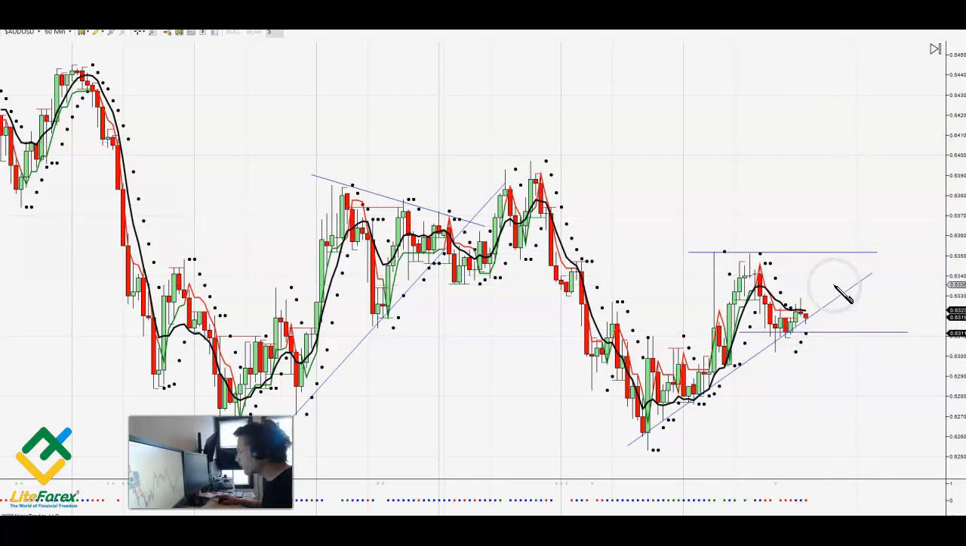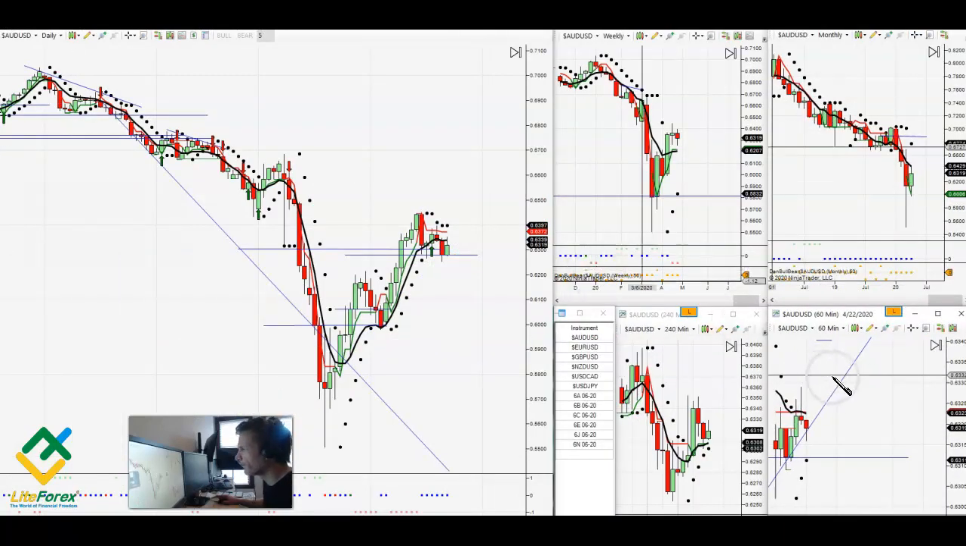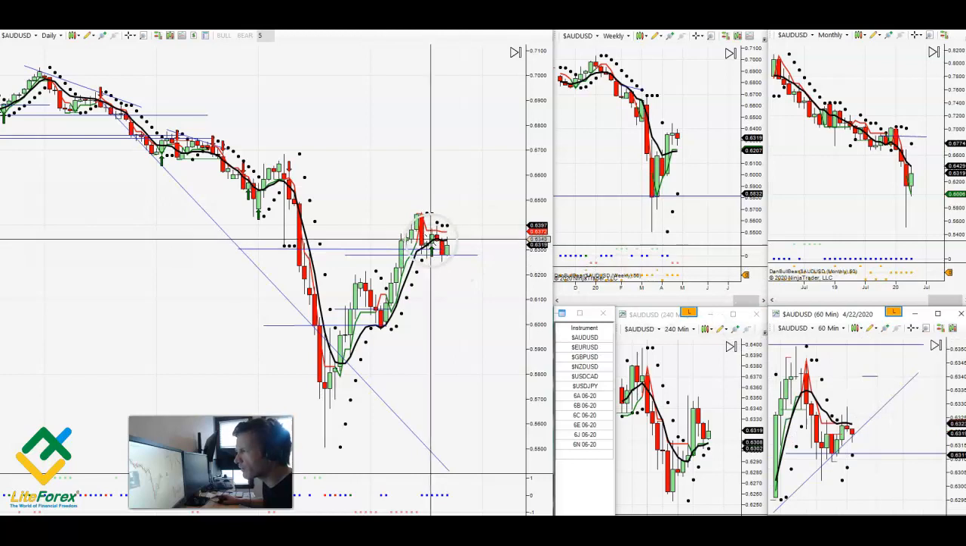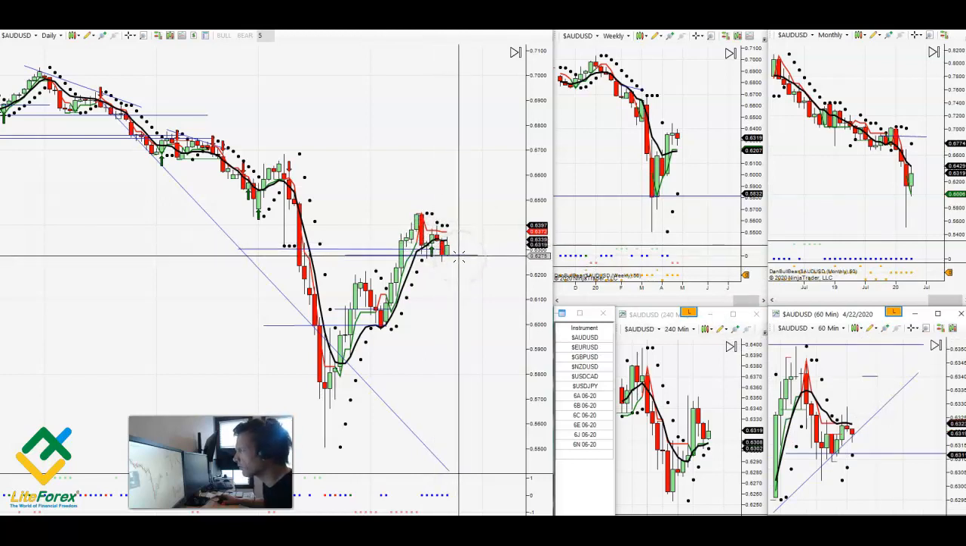So I want to see this break above, say, 63.40, and then of course take out this recent high of 63.52. That's what really needs to happen, because right now we're a little bit choppy, a little bit sideways, but I do like the support. I think there definitely can be more upside just based on the weekly chart.